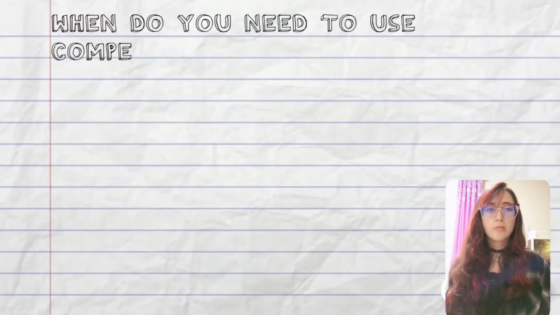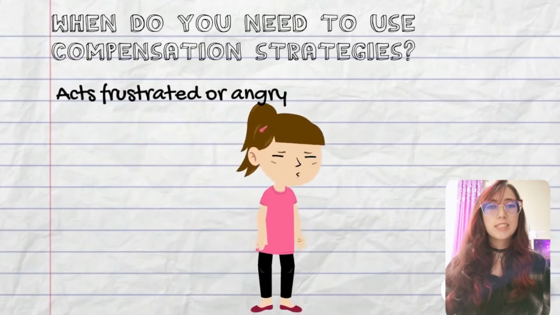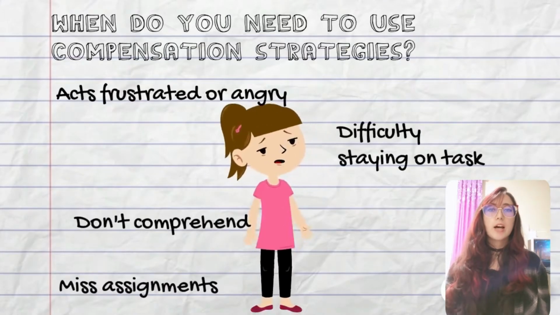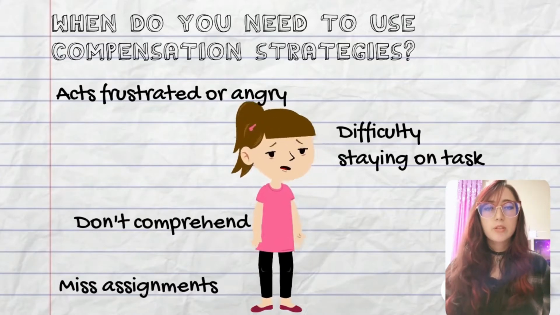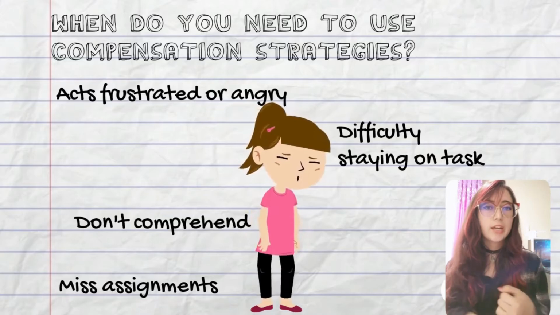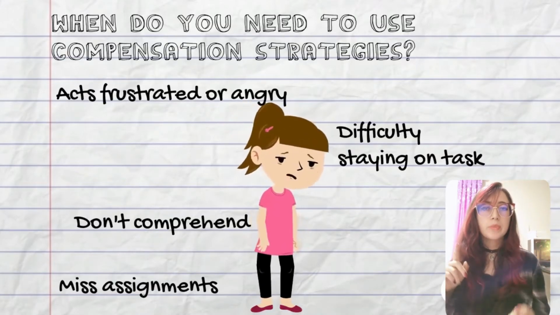When do you need to use compensation strategies? There are some warning signs that tell you when a student is struggling with the language and he or she needs help. So, first, they act frustrated or angry in the class or when they are doing an activity.